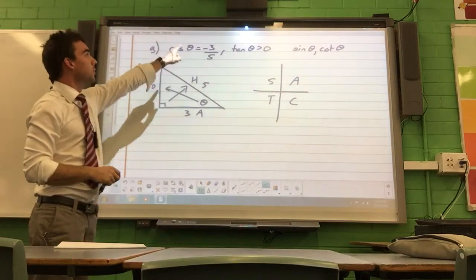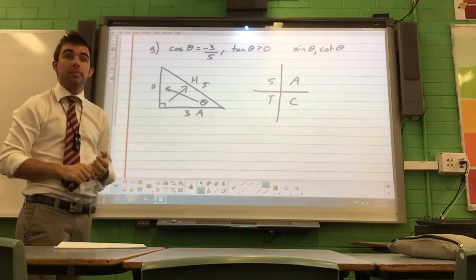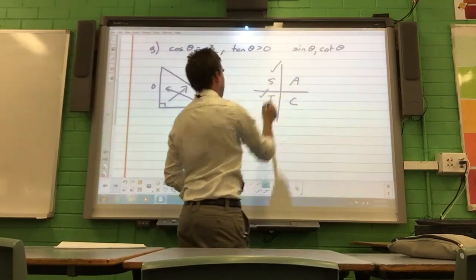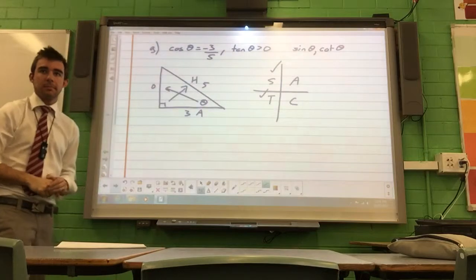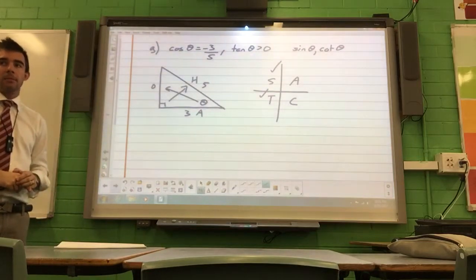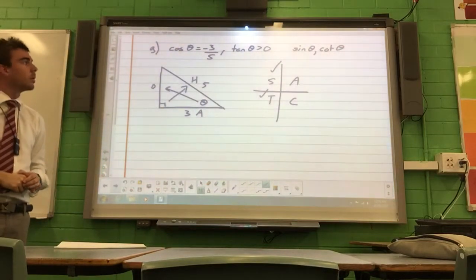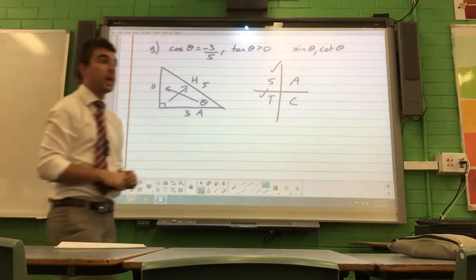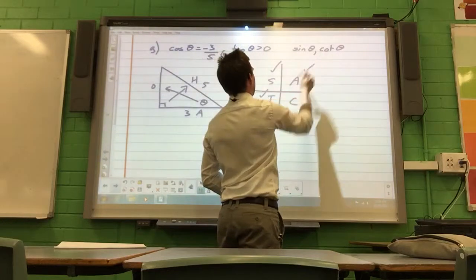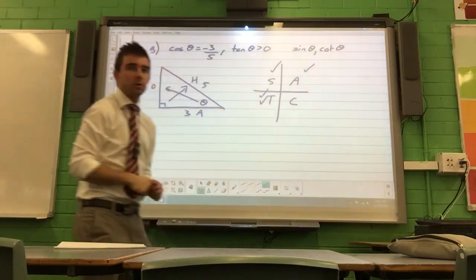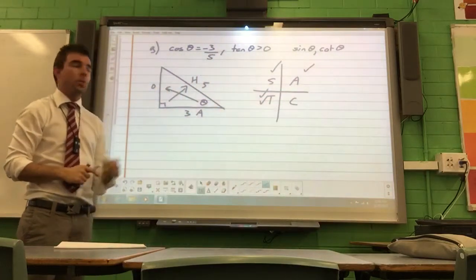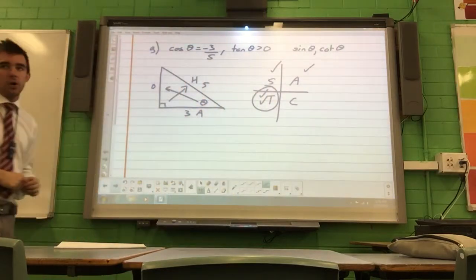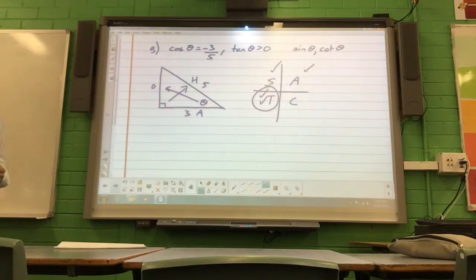Cos of theta is negative. It is negative in the second and the third quadrant. Tan of theta is greater than 0, so that means tan is positive in the first and the third quadrant. So we are now referencing the value of the angle inside the third quadrant.